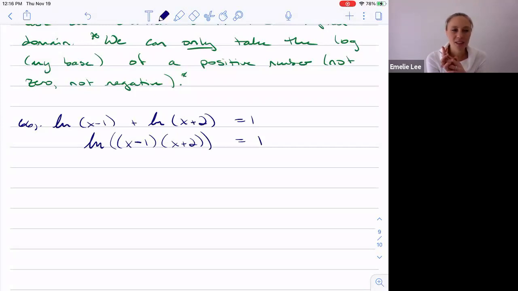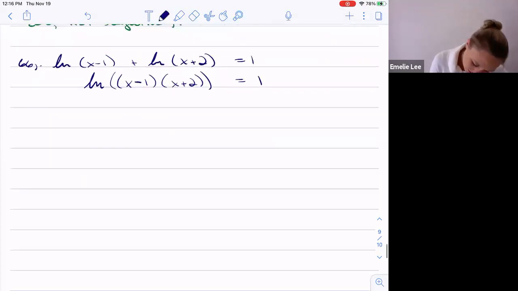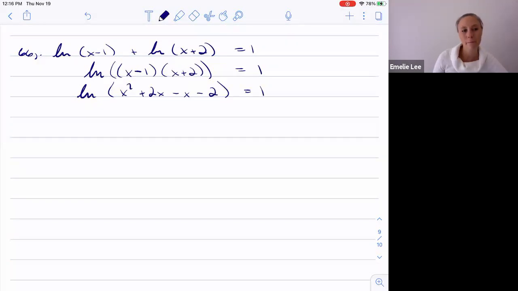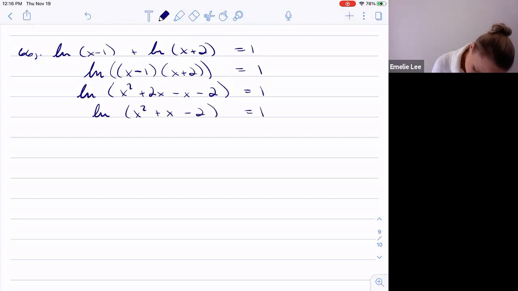Now, I can expand this in here, right? Or I can take e to the power of this to cancel the ln. Doesn't really matter. Let's expand this inside the log. So ln of x squared plus 2x minus x minus 2 is 1. So I get the ln of x squared plus x minus 2 is 1.